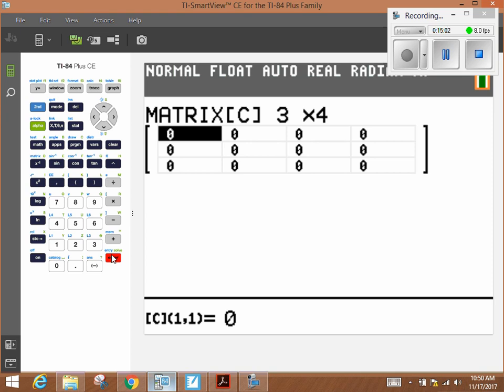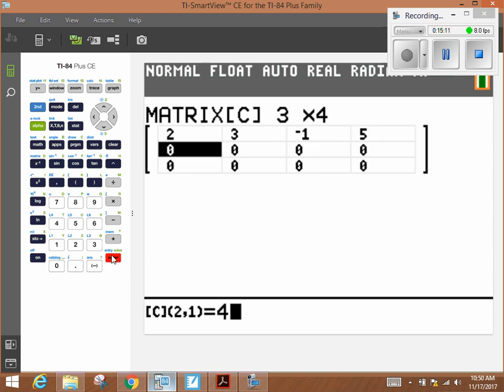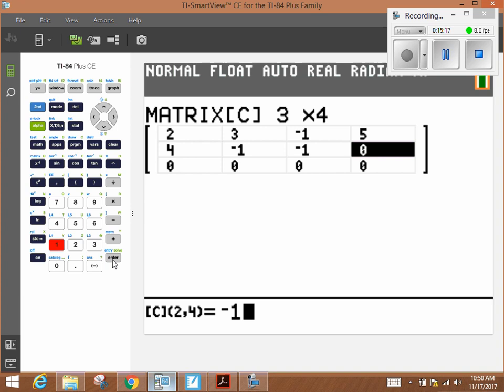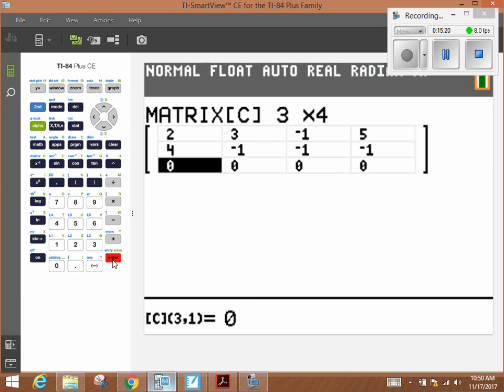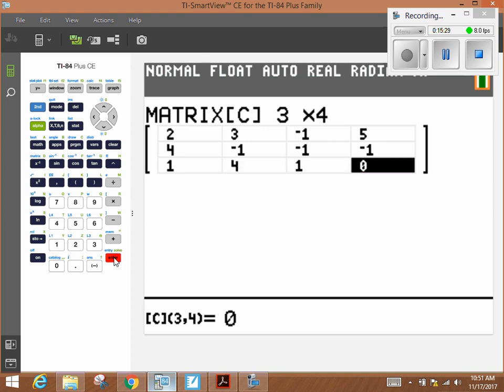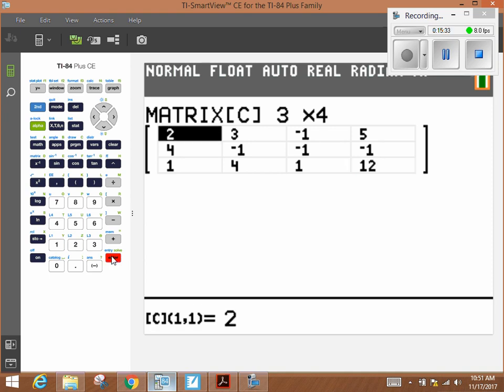Yeah. So it's 2, 3, negative 1, 5. And the next row is 4, negative 1, negative 1, and then negative 1. And the final row is 1, positive 4, positive 1, positive 12. All right, and now we have our matrix set up.